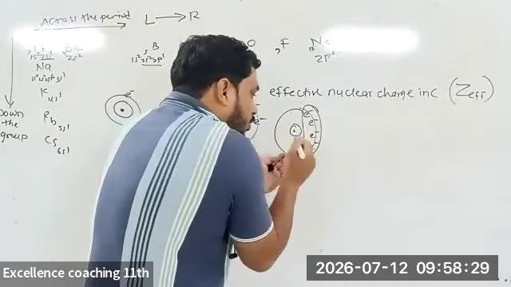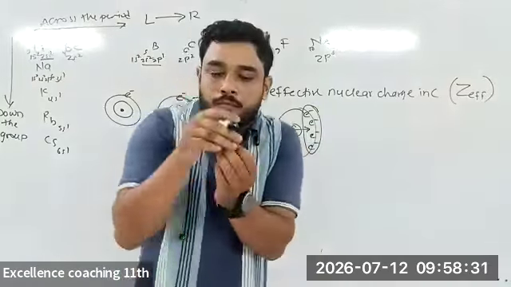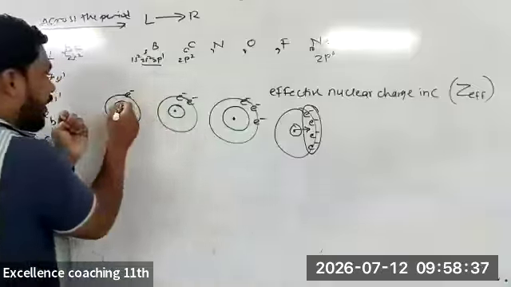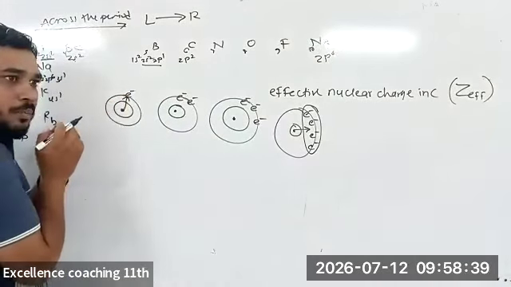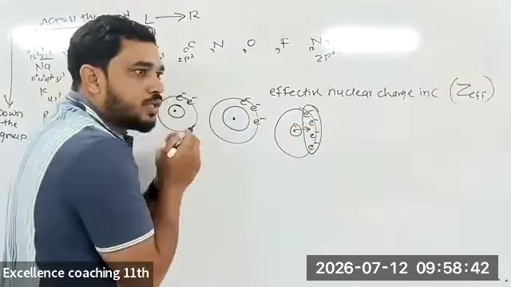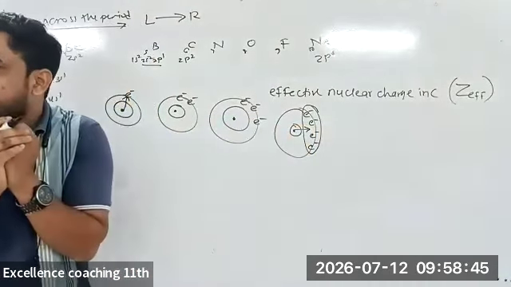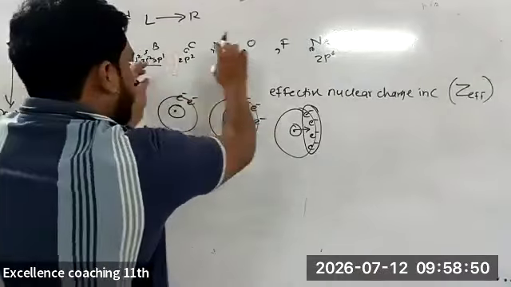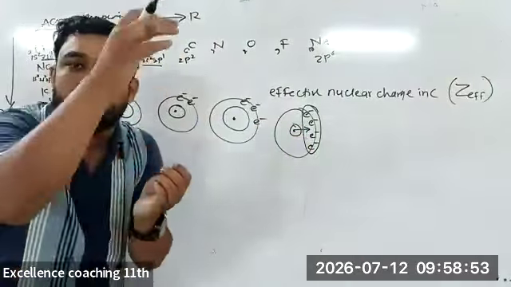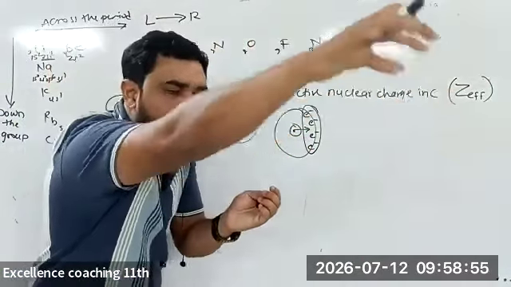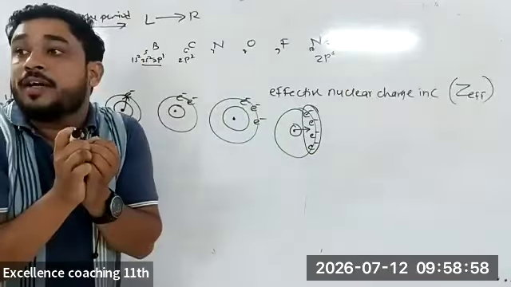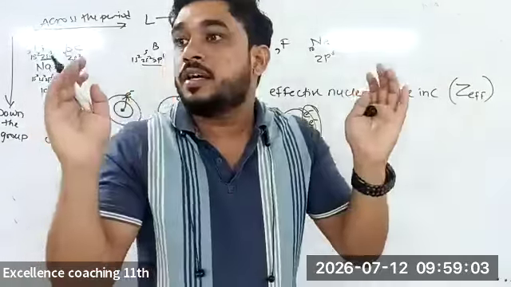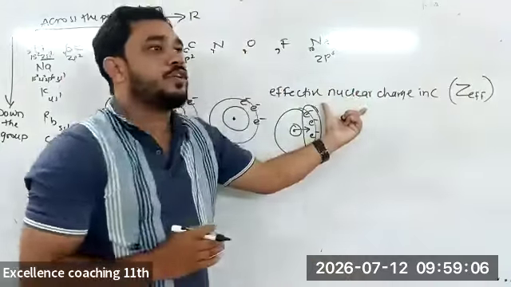the force of attraction from the nucleus to the outermost shell increases. That means more force is not needed to pull one electron, yes or no, as compared to 4 electrons? Are you getting the things here? As the number of electrons in the second shell is increasing, the force of attraction between the electrons in the outermost shell and the nucleus is what? Increases. If the force of attraction increases, what will happen to the radius? Decreases. And this is called effective nuclear charge.